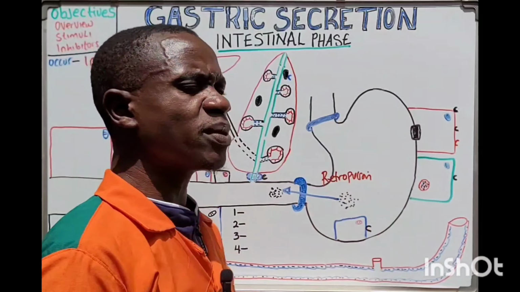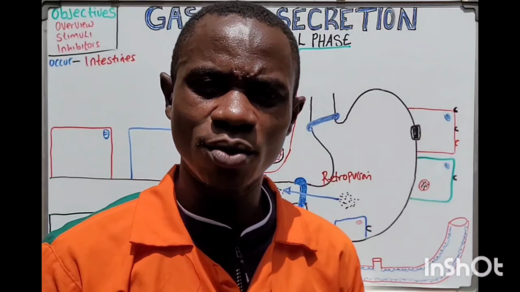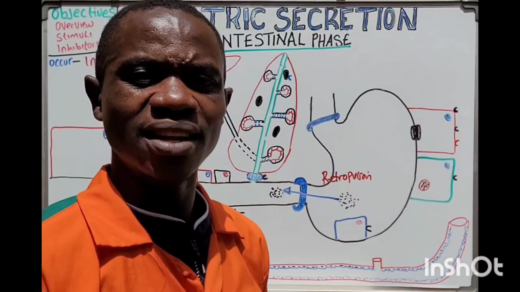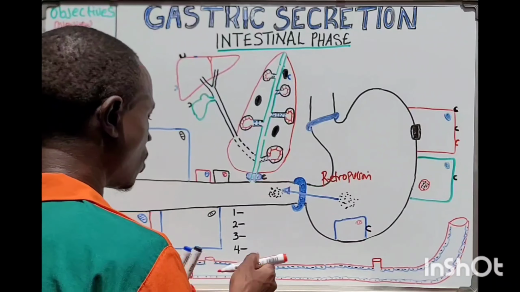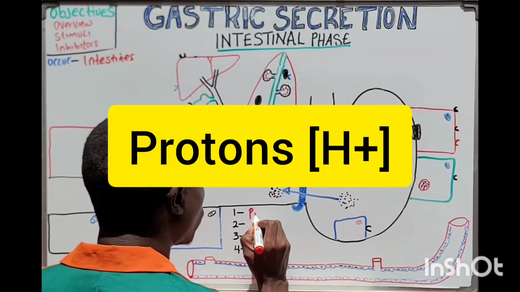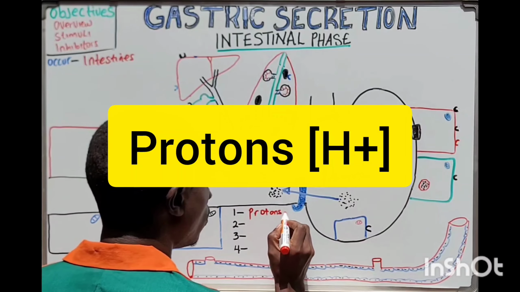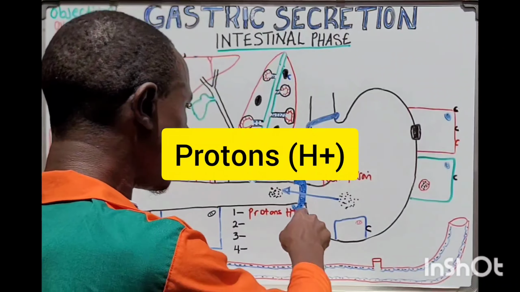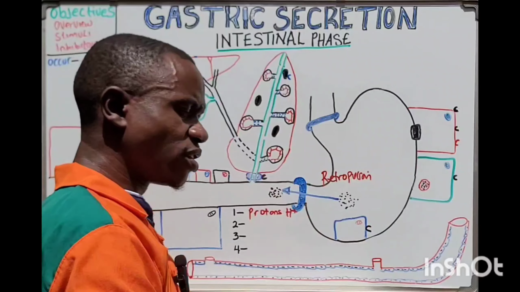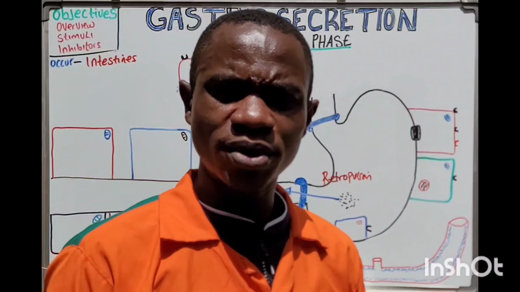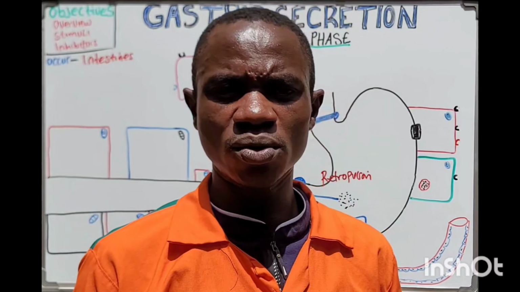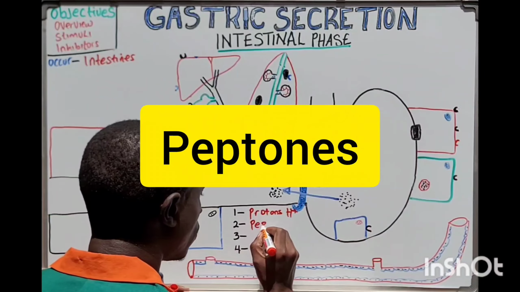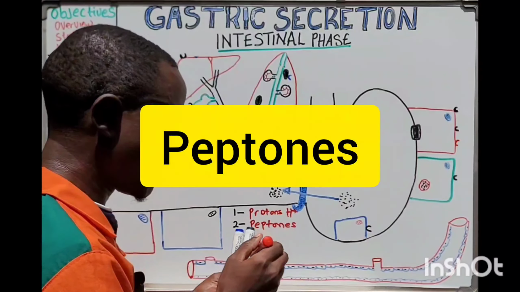Remember, this area is super concentrated with what we call hydrochloric acid. So now this chyme is going to be moving with what we call the acids, and it is going to have a high concentration of what we call protons. Okay. At the same time, this chyme is going to be containing partially digested proteins. And the beautiful term we can use here is what we call the peptones. Okay, so now this chyme is going to be having what we call the peptones. These are partially digested proteins.